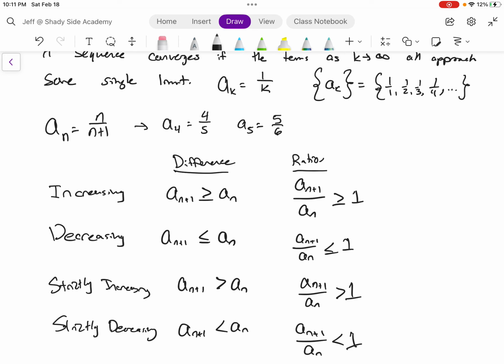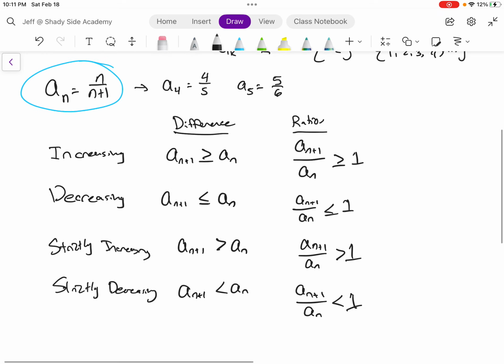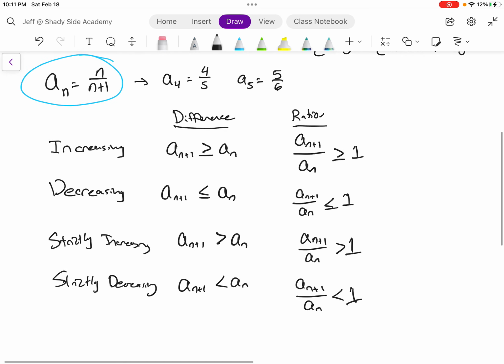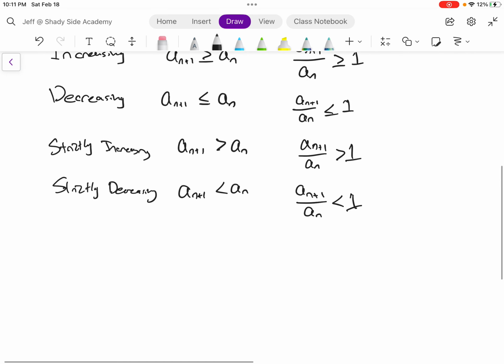All right, so let's go back to our sequence up here. N over n plus 1 is the nth term. And let's discuss whether or not that thing is increasing or decreasing. Okay, so what we're going to do is we're going to show in general, right, we can see pretty clearly that 4/5, 5/6, 6/7, right, this is actually increasing, right? Each term is bigger than the previous one. Let's show that it is strictly increasing.